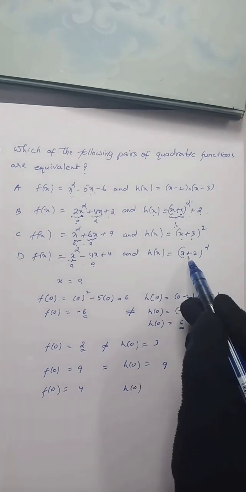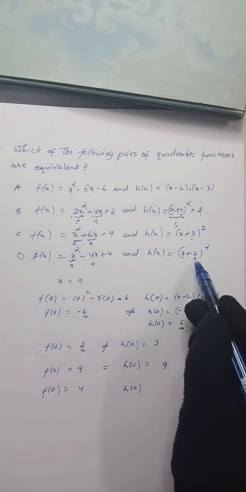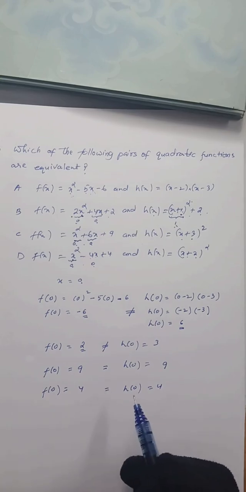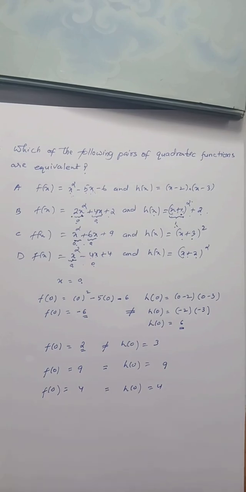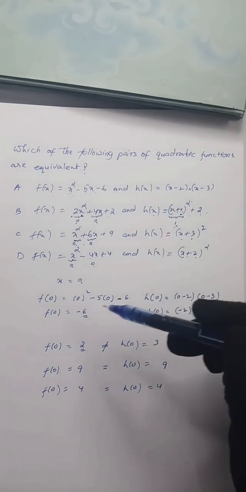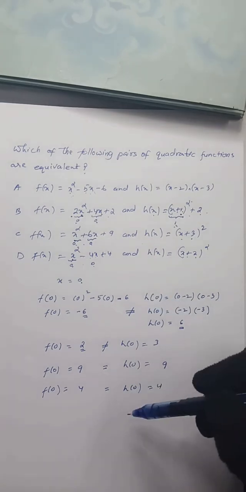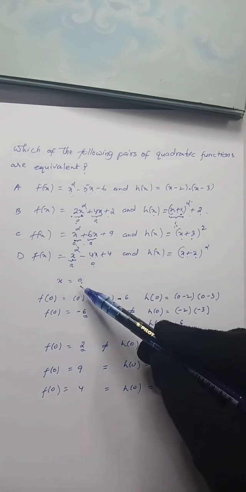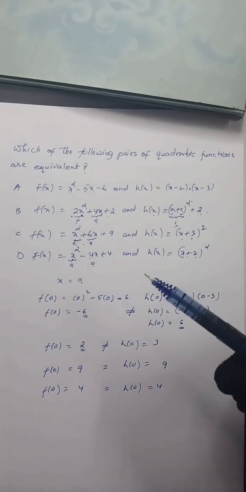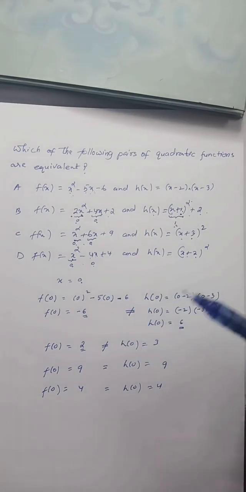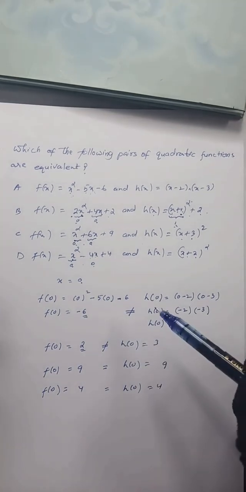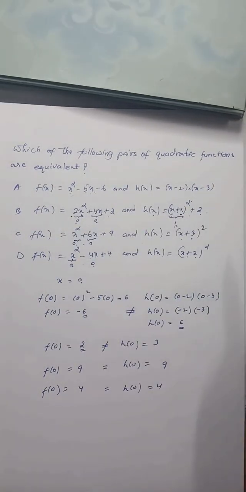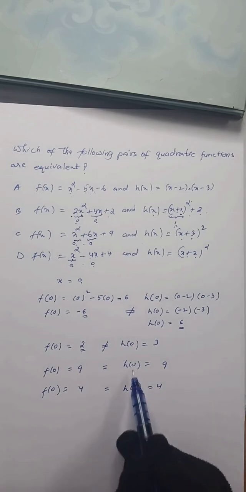H of 0 is 0 plus 2, which will give you 2. 2 square will give you 4. Again, these two functions are equivalent. Now, when I substitute x is equal to 0, I'm getting two answers. The reason why I took 0 is because when you multiply any number with 0, we know that the product is going to be 0. That is why I took 0. But when I take 0 in this question for all the functions, you are getting two correct answers.